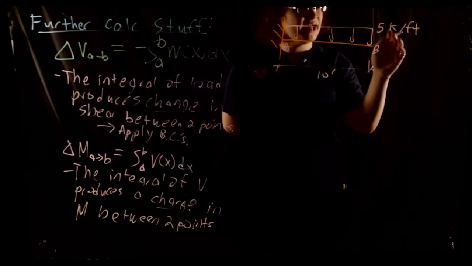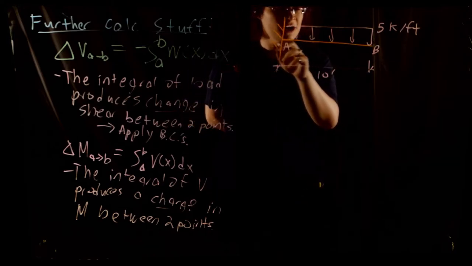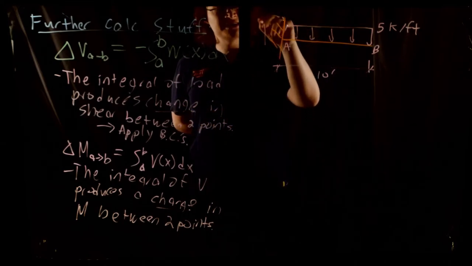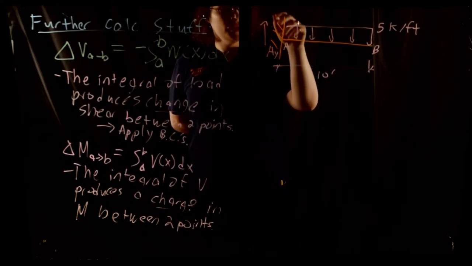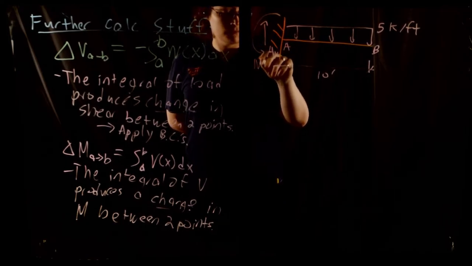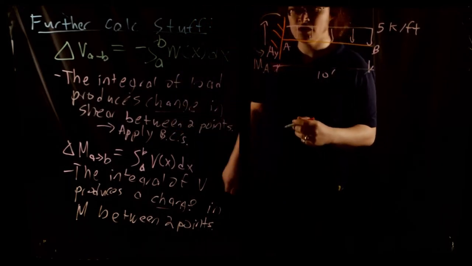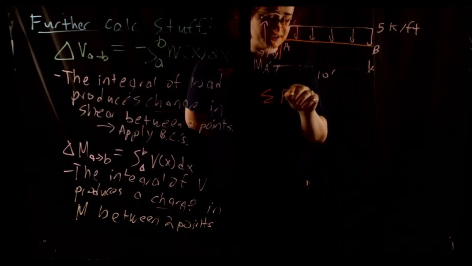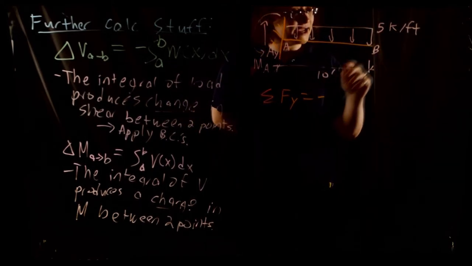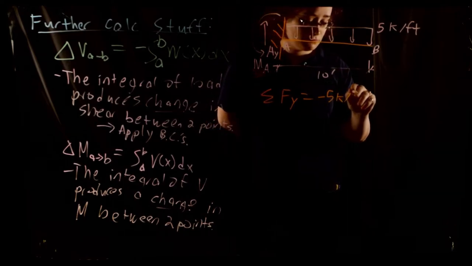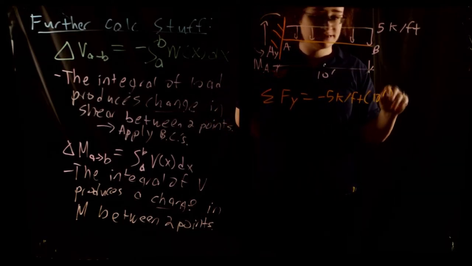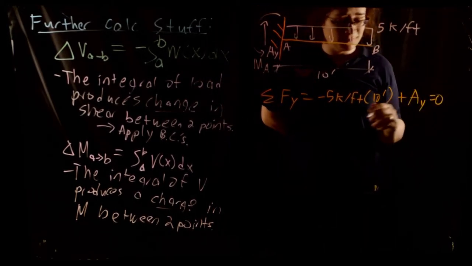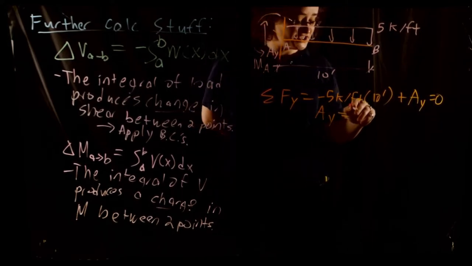In terms of reactions, there could be an AX force if we had any horizontal forces, but there are none, so I'm just going to say there is an AY and an MA here. All right, so then I want to do a summation to get the reactions. Summation of forces in the vertical direction is negative 5 kips per foot times a length of 10 feet plus AY equals 0. And so AY, simply enough, is just 50 kips.